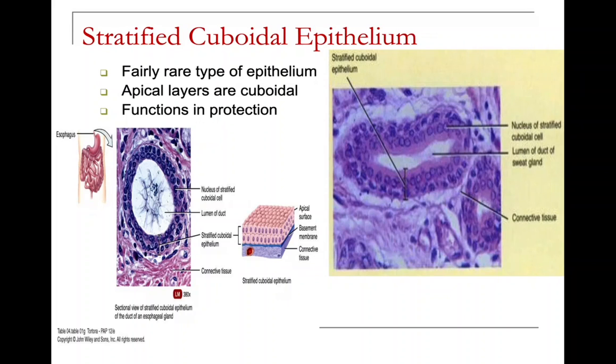Stratified cuboidal epithelium are fairly rare. The apical layers are cuboidal. It's going to help provide more protection. So here is some examples here where you actually have the double layers of cells here, the stratified cuboidal epithelium. This is a sweat gland.